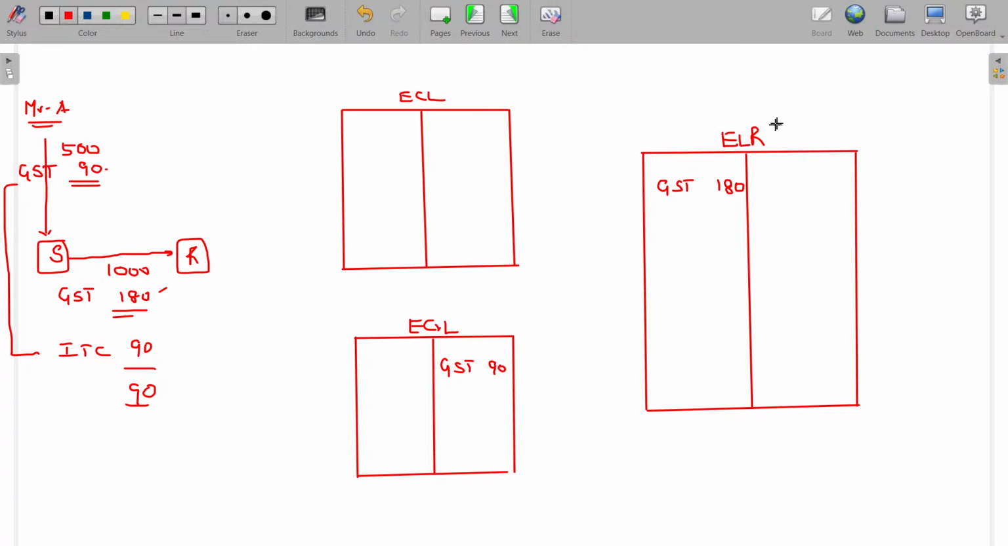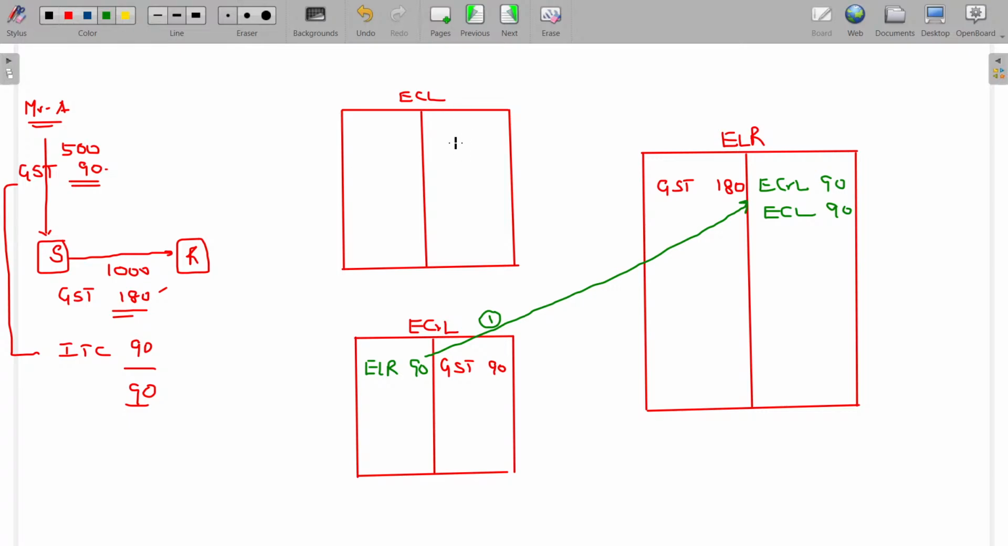Now, while making the payment of this, he can use the electronic credit ledger. He simply posts that value here. Electronic liability register 90, electronic credit ledger 90. That's how the payment is now confirmed. Clear? Now what about the another 90, sir? For the other 90, no other way, he has to deposit from the electronic cash ledger, 90. First priority goes from the credit ledger, second priority goes here.